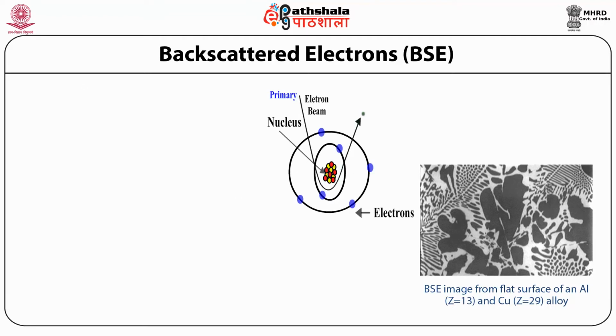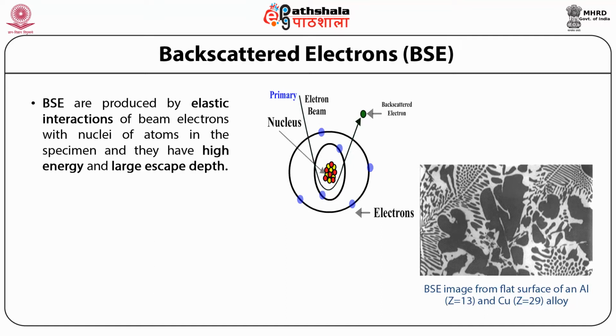Backscattered electrons or BSE. Now this figure shows the emission of the backscattered electrons, that is, they are produced by elastic interactions of beam electrons with nuclei of atoms in the specimen, and they have high energy and large escape depth. This figure shows a BSE image from the flat surface of an aluminium, having Z equal to 13, and copper, having Z equal to 29, alloy.